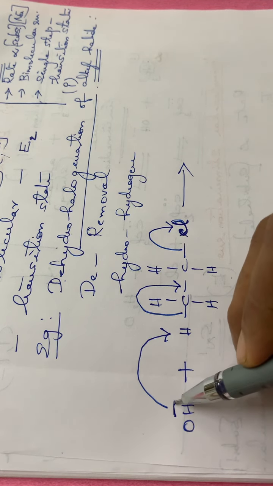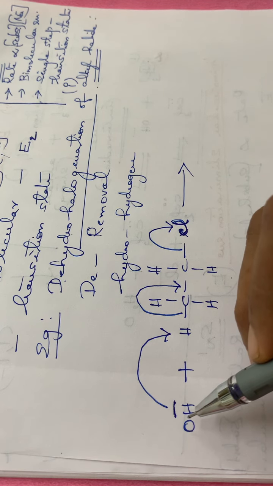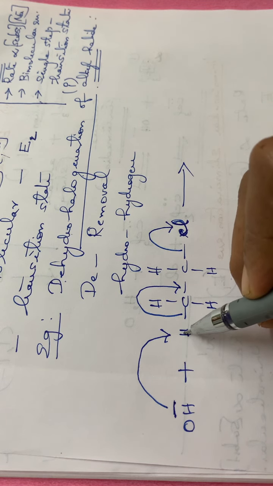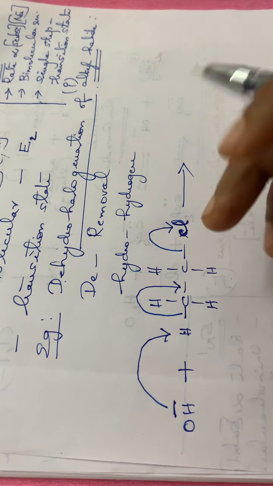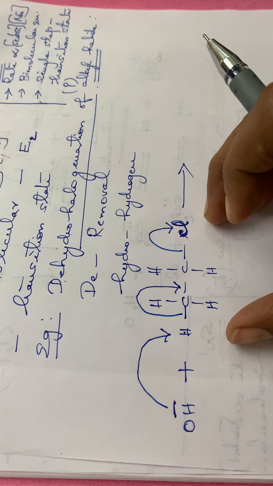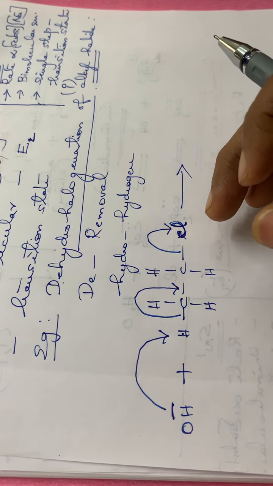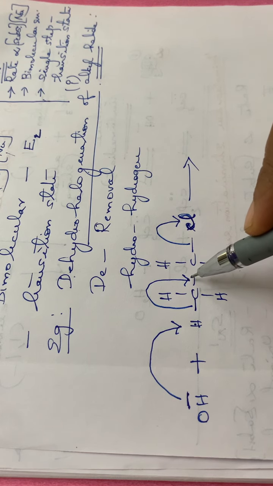See, this OH minus is a negatively charged species, so it has a high electron density. While this species attacks the H plus, what happens? This electron pair will be moving to the next position. The substrate has to maintain an equilibrium state, isn't it? So for maintaining a stable configuration, the electron pair will be shifting to this position.